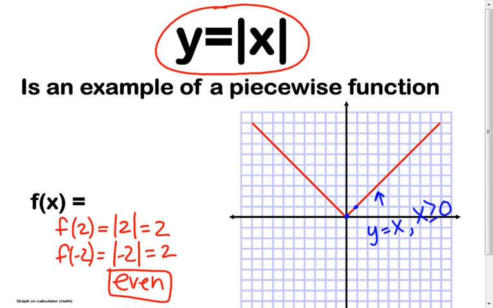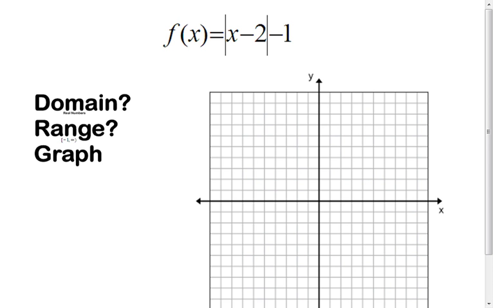Okay? Then this part over here is the same kind of thing, except for it has a slope of negative 1 because you're going down 1, right 1, down 1, right 1. But that only happens for x values that are less than or equal to 0. Okay? So you have different equations for different parts of your graph. So an absolute value function is an example of a piecewise function. Okay?